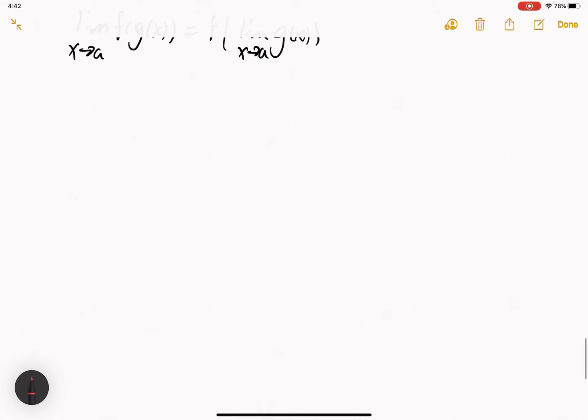All right, let's keep going. Let's do an example. So let's say we want to evaluate a limit. Evaluate the limit as x goes to pi of sine of x plus sine of x.